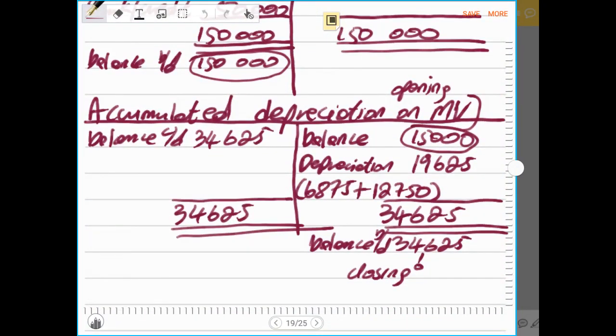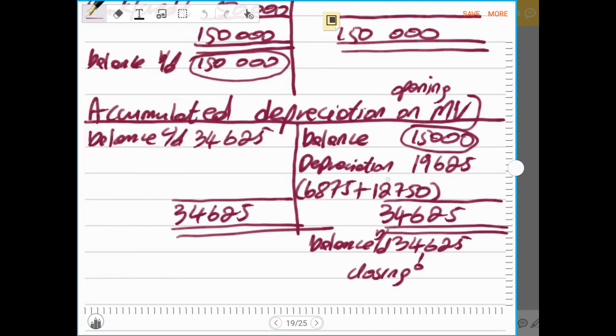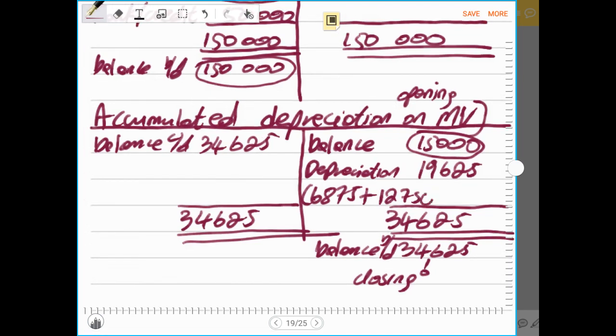Let us check if we really calculated that 12,750. Yes, there we had 12,750 in the ledger account. There you see 12,750 rands. That was the depreciation for the old vehicle. Just add a zero there because I incorrectly wrote it. So now that is the first depreciation that we record.